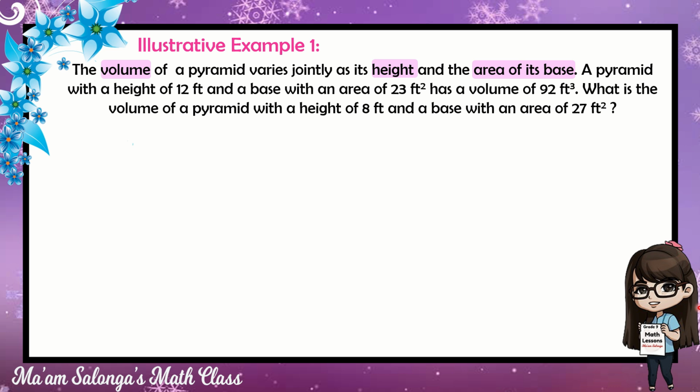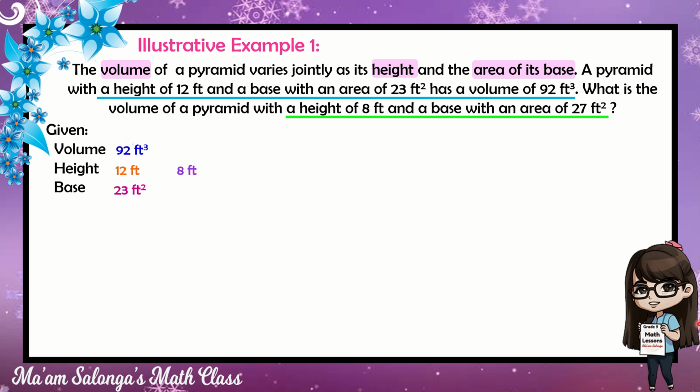So now, let's identify the quantities that vary jointly, and that are the volume, height, and area of the pyramid's base. And then let's take note of the quantities. So, the first one, a pyramid with a height of 12 feet, a base with an area of 23 square feet, and has a volume of 92 cubic feet, and a base with an area of 27 square feet.